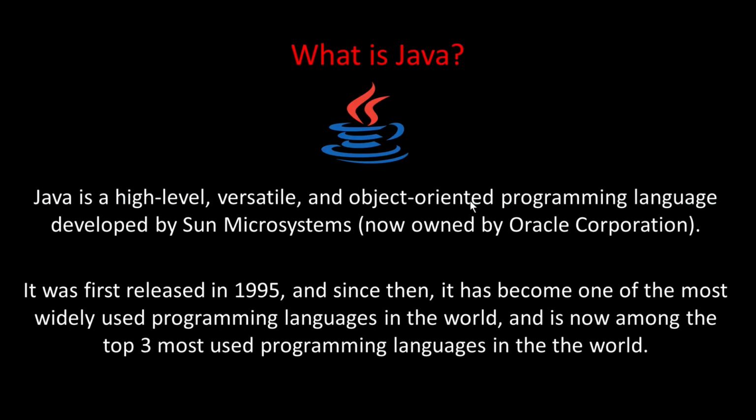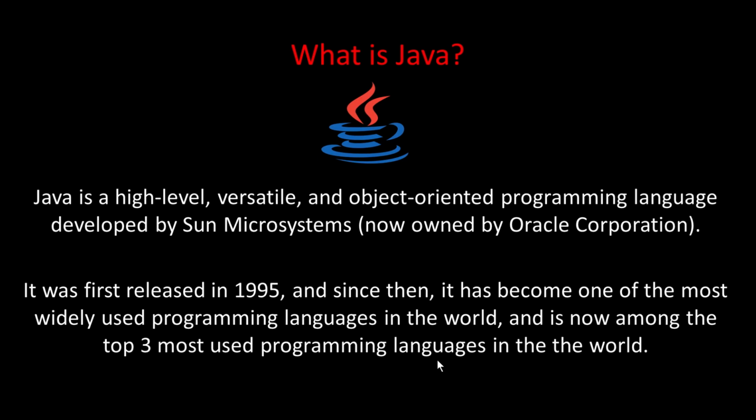What is Java? Java is a high-level, versatile and object-oriented programming language developed by Sun Microsystems, which is now owned by Oracle. It was first released in 1995, and since then it has become one of the most widely used programming languages in the world and is now among the top 3 most used programming languages in the world. In fact, according to Oracle Corporation, over 3 billion devices run Java.